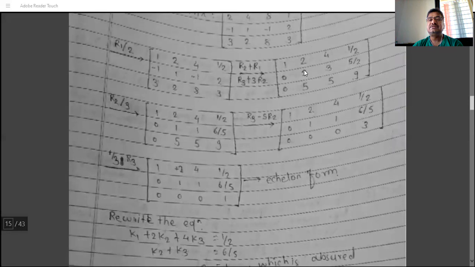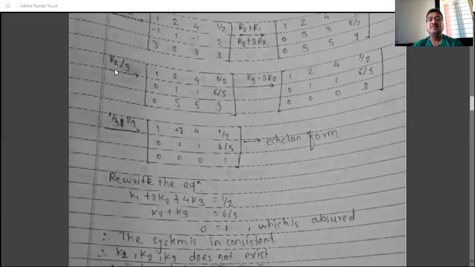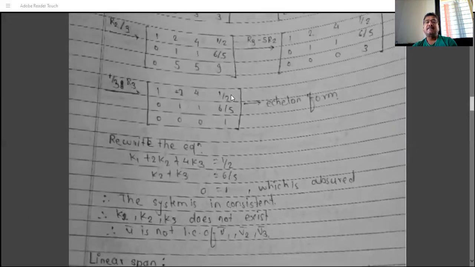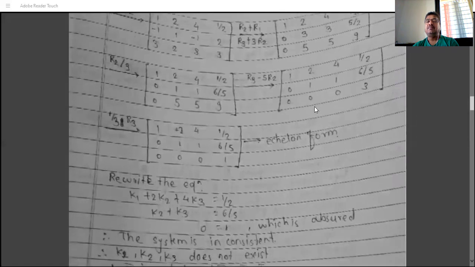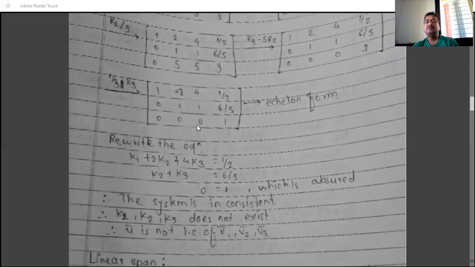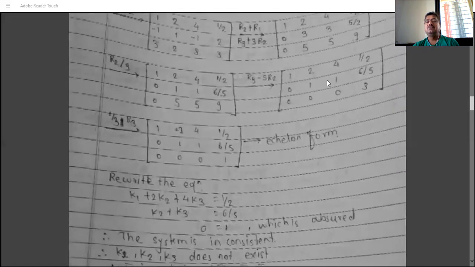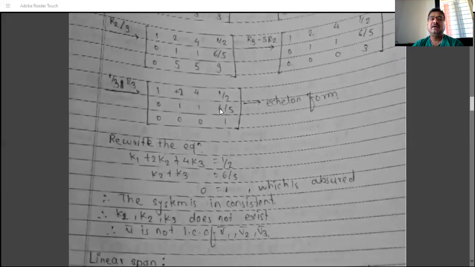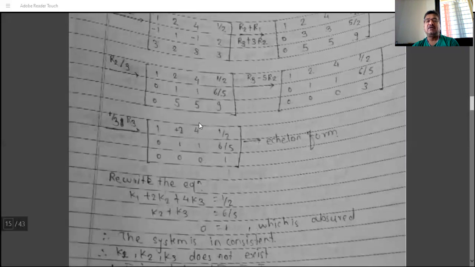Then we have to reduce this 3 to 1, so 1 by 3 R3. To avoid these fractional numbers, use another operation. But if we have this, this is the echelon form. So use the method, and then we have the echelon form. This is the echelon form.